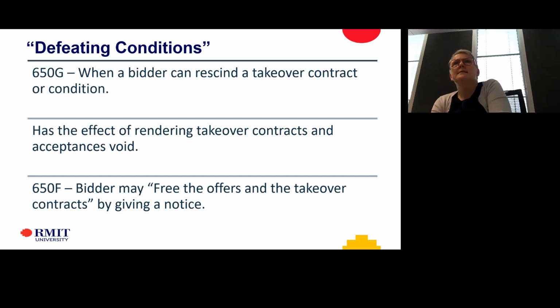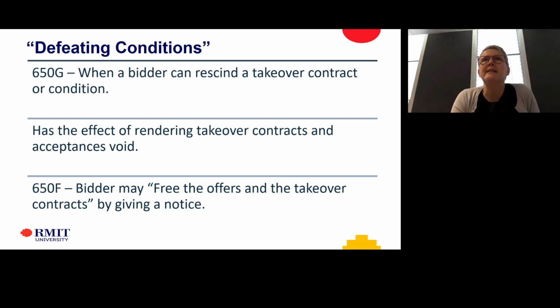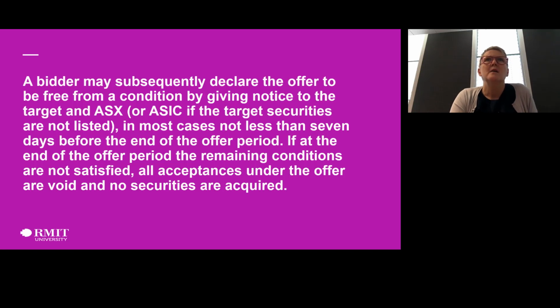And under Section 650F, a bidder has the option to free the offers and the takeover contracts by giving notice. So effectively defeating or terminating its bid. So bidders can subsequently declare an offer to be free from a condition by giving notice to the target and to the ASX or to ASIC if the target securities aren't listed. In most cases, not less than 7 days before the end of an offer period.